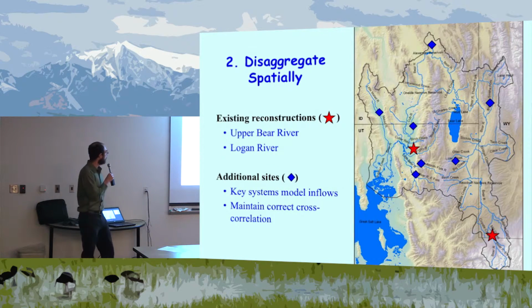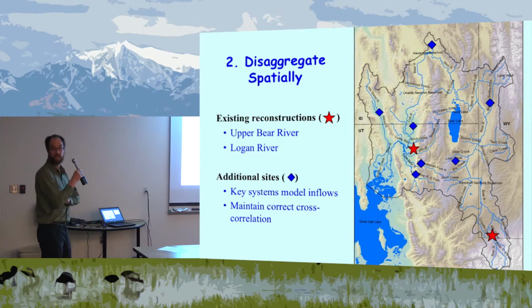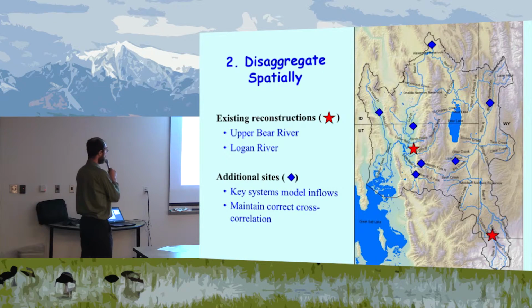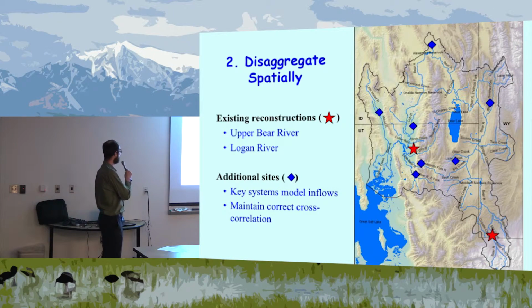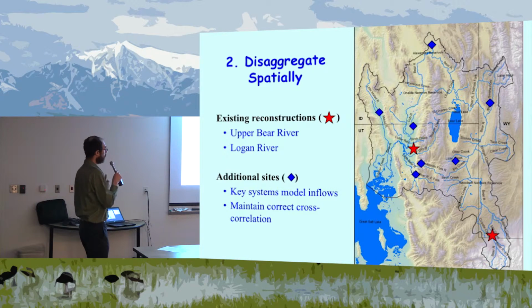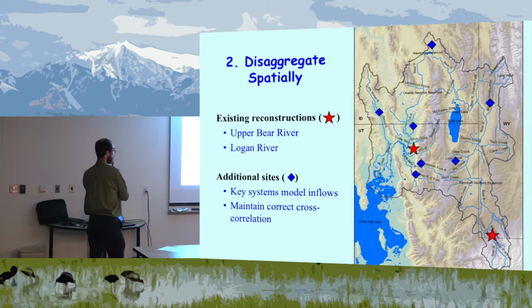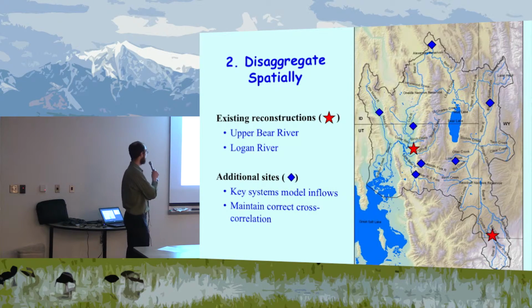Now, the second thing we have to do, besides temporally disaggregating, is to spatially disaggregate. Justin hinted at this or touched on this at the end of his talk. We have 2 locations where we have existing reconstructions of paleoflows that are shown by the red stars. There's numerous other additional sites in the basin, some 6 to 8 shown by the blue diamonds, where we are also seeing significant inflows for the Bear River that we don't have paleoclimatic data for yet.